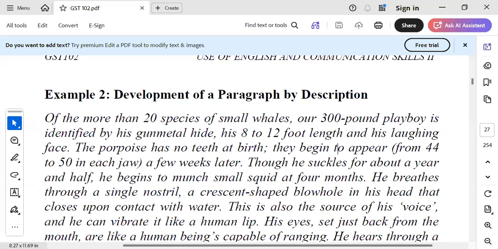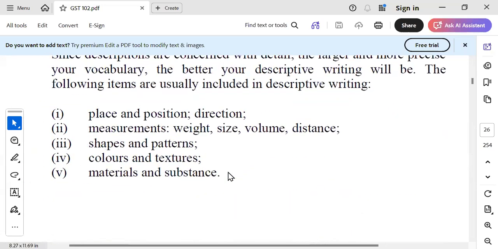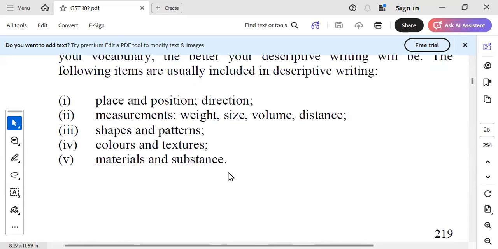Now, another thing you can describe is measurement according to the material. Let me take you back so that you know where I'm talking about. I'm talking about the things you can describe here: place, position, direction. Number 2, measurement. Under measurement, you have weight, size, volume, and distance. Now, what are we trying to say here? Instead of just saying the building is big, you can say the building is a 3-story structure measuring about 30 meters in length. Once you say that, you've described the building.